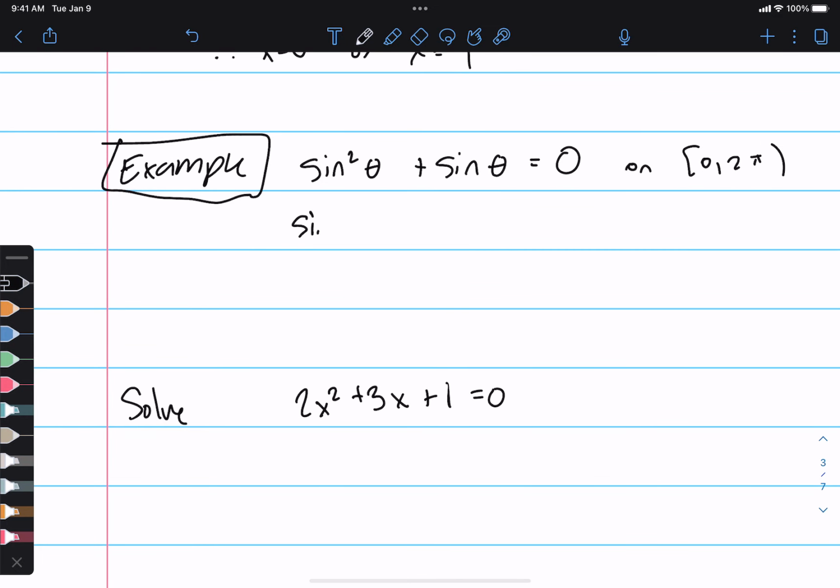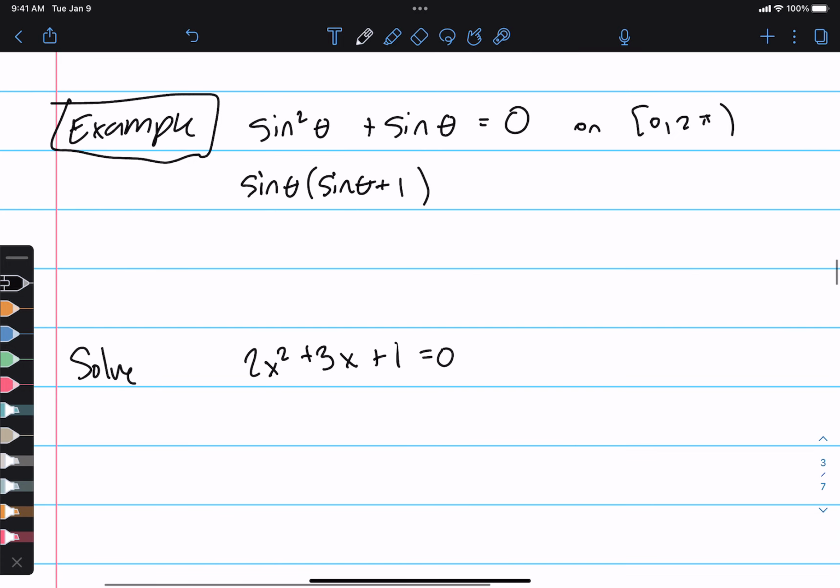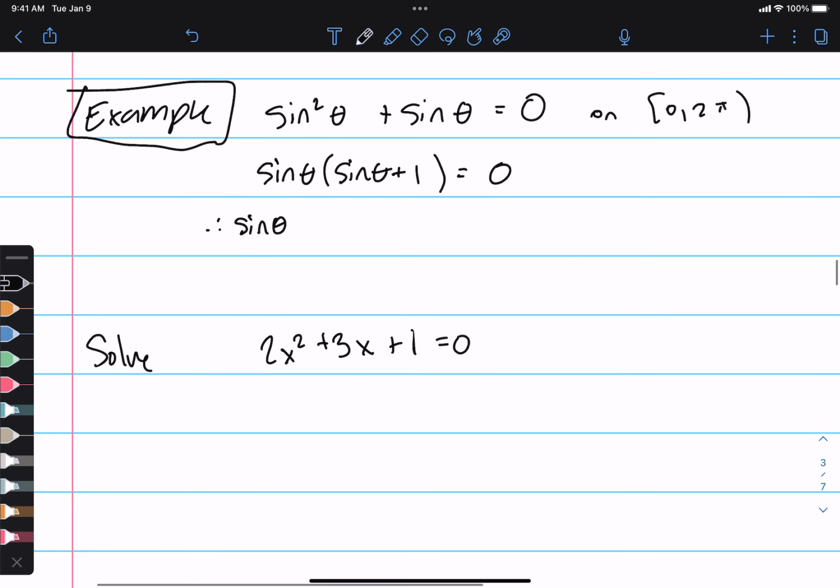So if we factor out a sine theta, we're going to get sine theta times sine theta plus 1. Excuse me, this whole equation equals 0. So either sine theta equals 0 or sine theta plus 1 equals 0, which means sine theta equals negative 1.